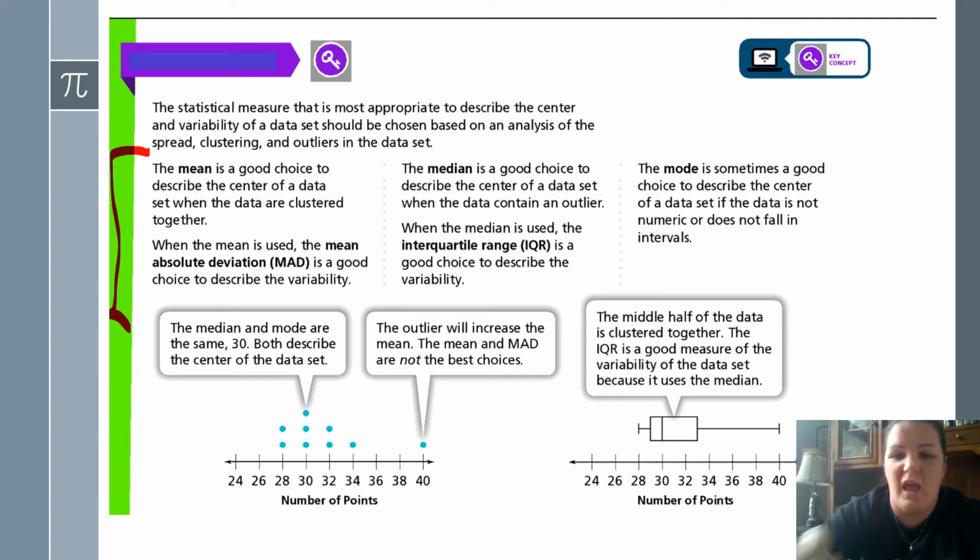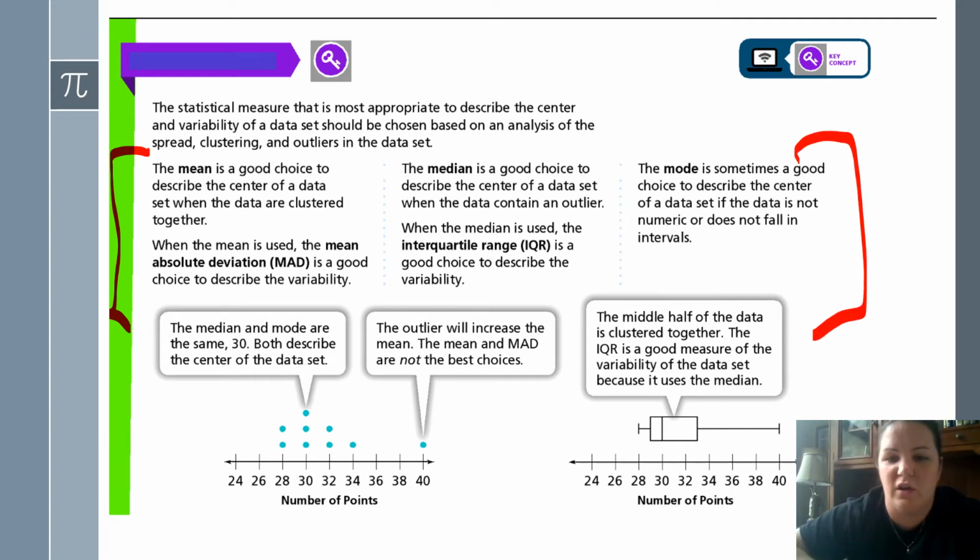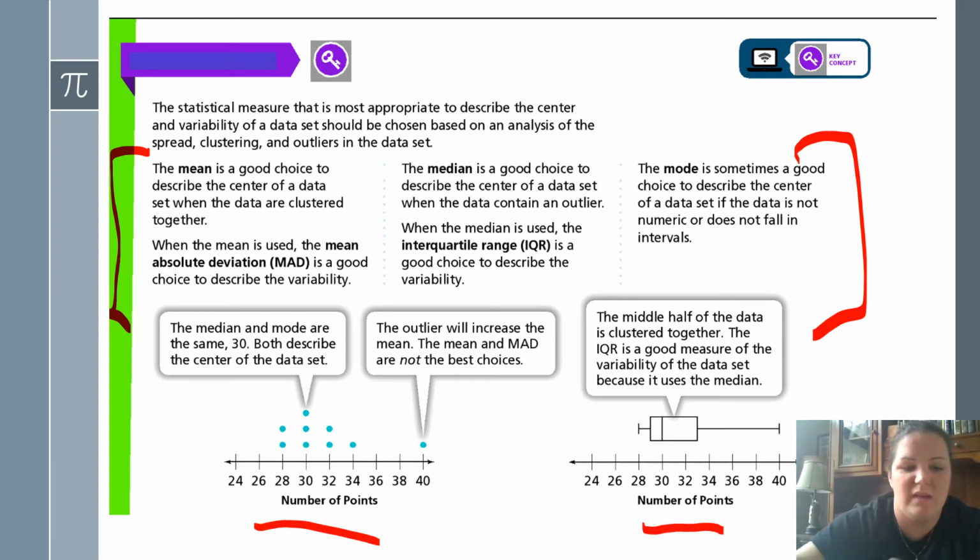So it talks about here, like the mean is with your MAD, the median's with the interquartile range, and then the mode over here is a good choice to describe the center of data if the data is not numerical. So if I were just to ask you what's your favorite pet and you said dog, cat, fish, that's the type of data where the mode would be the best measure of center. It also gives us what a box plot is down here, what a dot plot is down here, and explains it a little bit more in detail. So this would be a great page to print out or take a picture of and have on hand when you're doing this lesson.